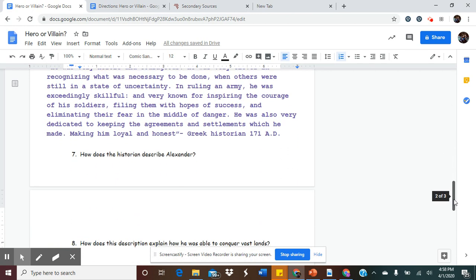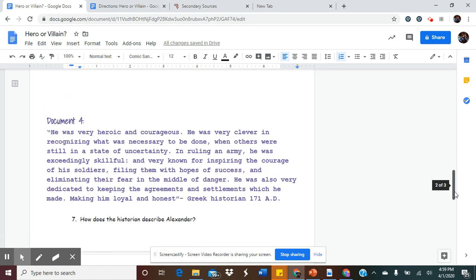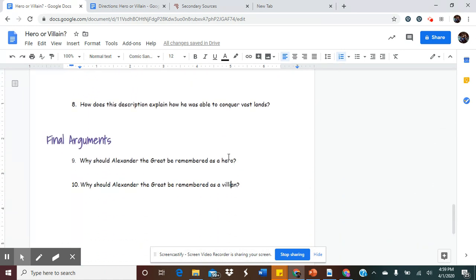Two questions come after each of the snippets by the historian. And then your last two questions are down here on the bottom where it says final arguments. Now, these do not have to be huge, super long answers at the bottom. 9 and 10 is where you are showing both sides of the arguments. So to backtrack a little bit, you're going to be looking at documents that either describe Alexander the Great as a hero or Alexander the Great as a villain. And at the end of your classwork today, you're going to describe it from both sides.